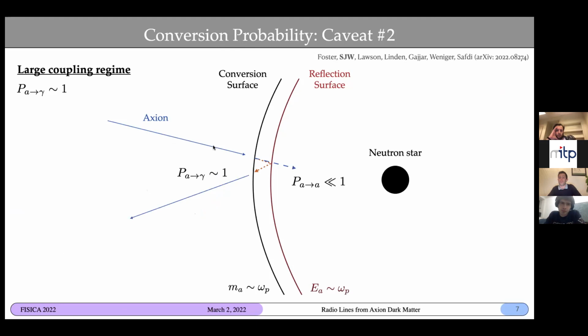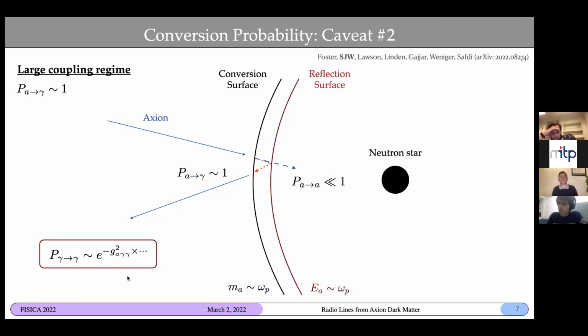Now, in the large coupling regime, we actually enter an entirely different problem. In this case, our infalling axion is expected to convert to a photon with order 1 probability, which immediately reflects off this reflection surface, crosses the secondary conversion surface, and converts back to an axion with an order 1 conversion probability. What that tells us is that if our axion photon coupling is sufficiently large, we actually expect to have an exponential suppression of our photon production rate. The reason being just that we need the photons to survive this second conversion crossing, and that survival probability is going to become exponentially suppressed.